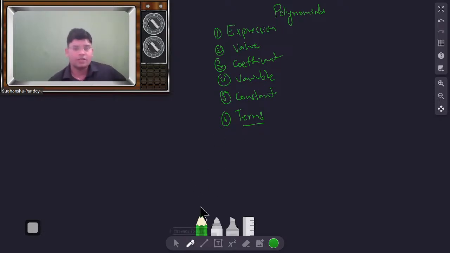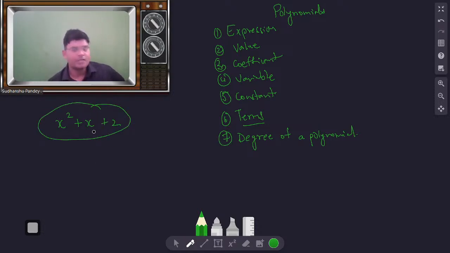So there is a terminology, degree of a polynomial. So what is a degree? First of all you must understand, if I am writing x square plus x plus 2, so this is an expression. How many terms are there in this expression? 3, sir. Very good. 3 terms.